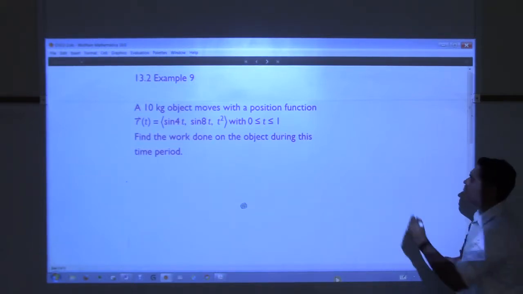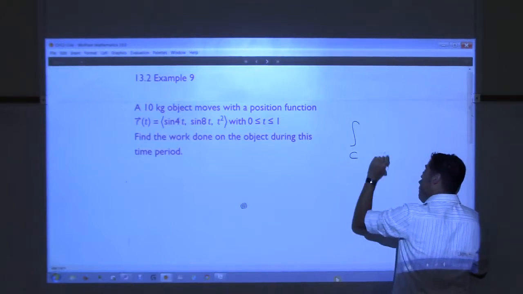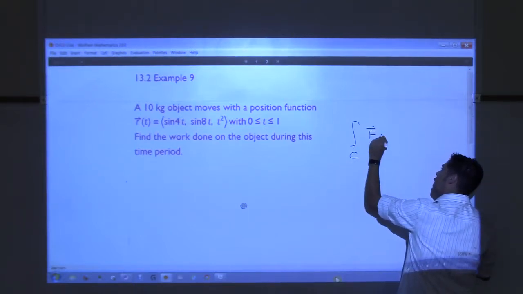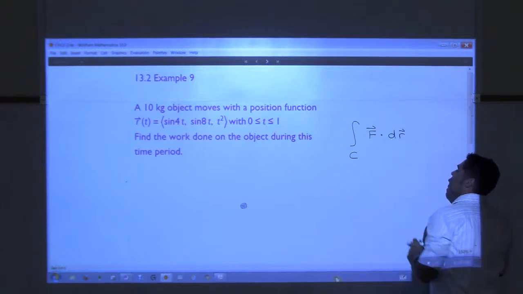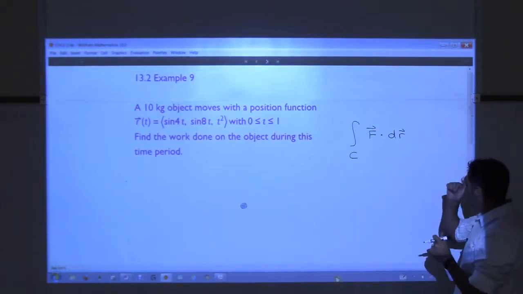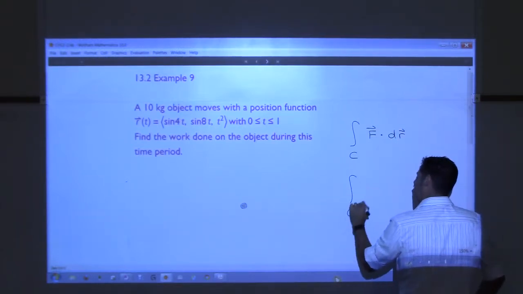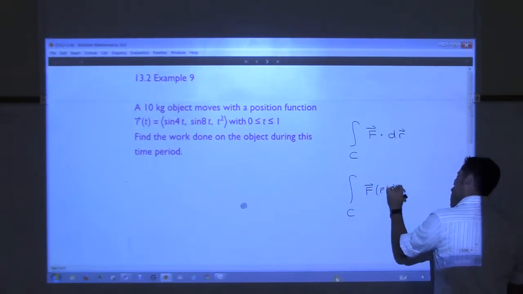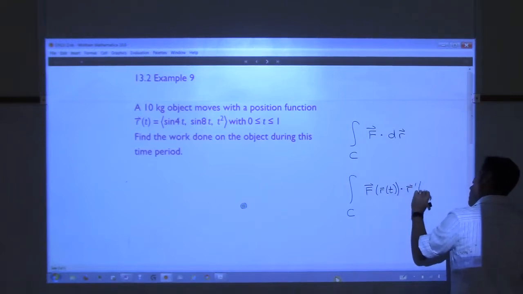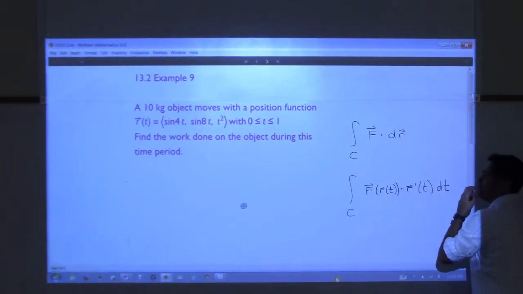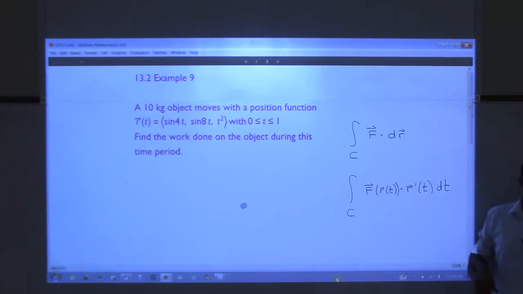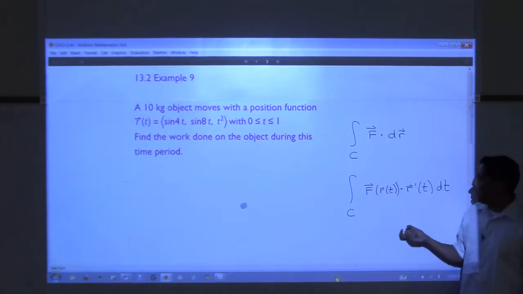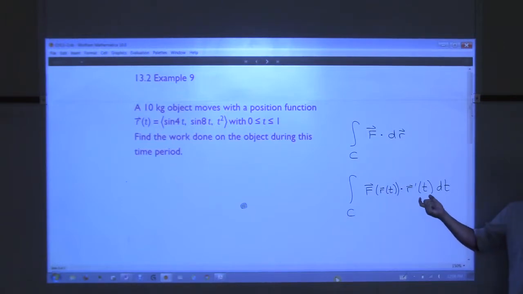So what we need to do is find the integral over C of F dot dr. Now, we know that this is F evaluated at r of t dotted with r prime of t. The good news in the problem is that I already know the limits of integration, right? 0 to 1. I already know what r of t is, so I know what to plug in. And I already know what r prime is because I can take the derivative of that. So, all I need is the actual force.